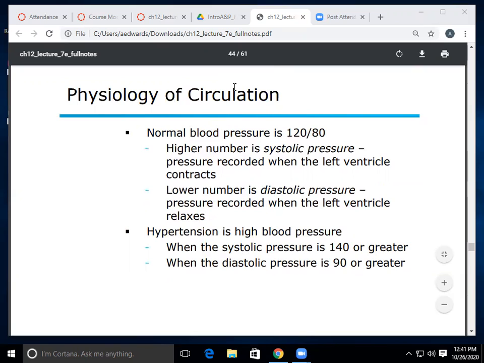All right, so normal blood pressure, right? 120/80. Again, the higher number is systolic pressure, the lower number is diastolic pressure. And systolic pressure tells you the pressure when your left ventricle is contracting. Okay, so to be more clear, systolic pressure has to do with ventricular contraction. Okay, and diastolic pressure has to do with ventricular relaxation. So I want to make sure you get that. So that's important. Systolic ventricular contraction, diastolic ventricular relaxation. Okay.